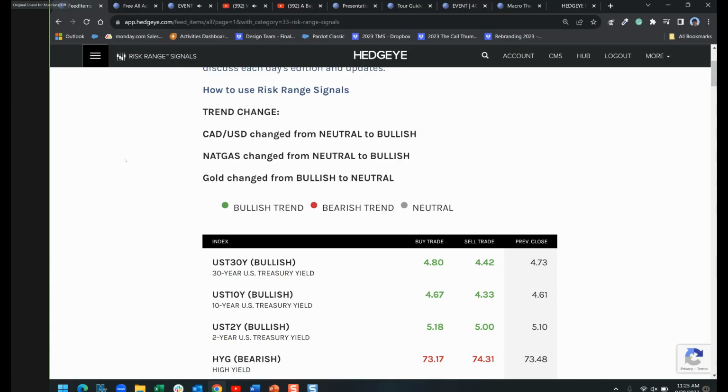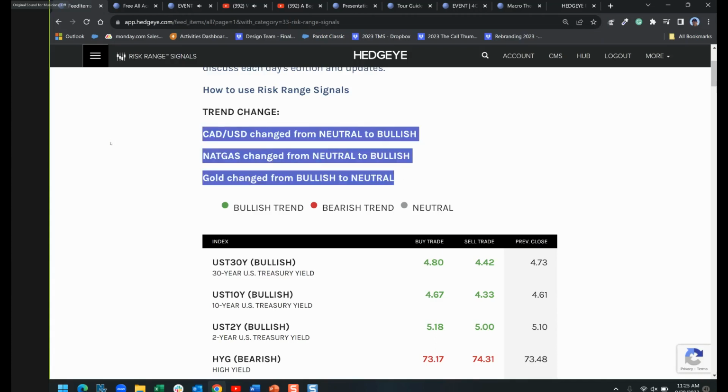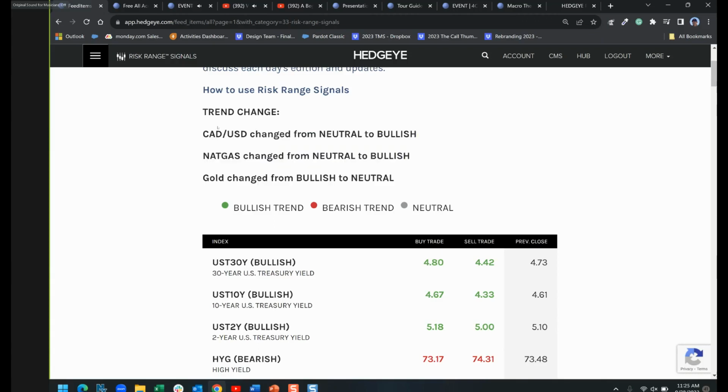I think the other big thing here that you added, Matt, when you were in charge of this earlier this year was the trend change at the top. So we highlight, for instance, the Canadian dollar moved from neutral to bullish, natty gas moved to bullish, and gold changed from bullish to neutral today. Those trend changes are massive. You've got to be paying attention to the bigger picture in terms of the phase transitions, when things adjust, et cetera. So the risk ranges are just a great daily tool to understand how the signal is working.